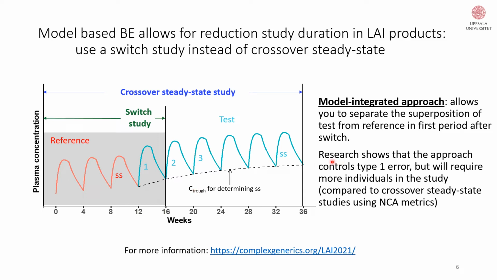So research shows that this approach controls type 1 error, but will require more individuals compared to the crossover steady state study, but it can be much shorter. For more information, you can go to this website where you'll see a presentation that describes in more detail what's going on there.